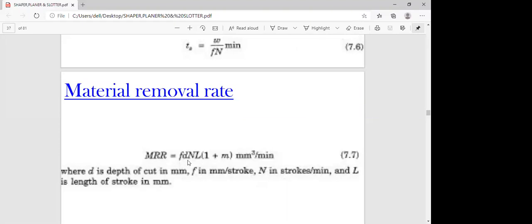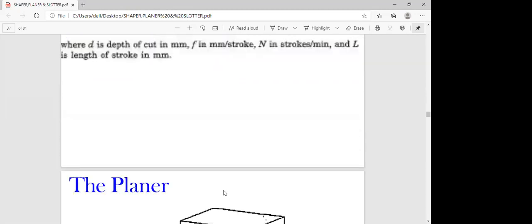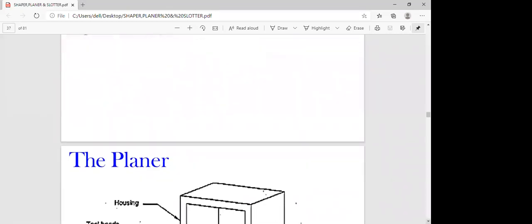So that is very important: F, D and L. Try to have the notations carefully. Because it is material removal rate, the volume of metal removed per minute, it is given in cubic units. So you have to be very conscious of the units also. So be careful, okay? That is the thing you have to see, and we'll see if any particular problem is there.